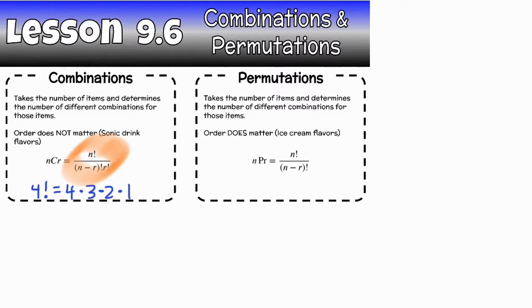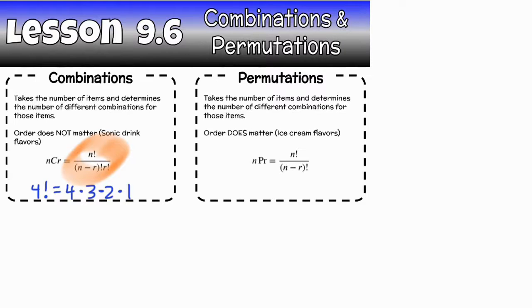Then on permutation, this takes the number of items and determines the number of different arrangements for those items. But with this one, order does matter, and I think of these as ice cream flavors. I can tell what order they put the ice cream in. If they do strawberry, chocolate, then vanilla, I can see those. Whereas with the Sonic drink flavors, you can't tell which one they put in first. So the permutation is where order matters, like if you have people and you're trying to figure out how many different seating arrangements you can have, or different arrangements of letters, that type of thing.